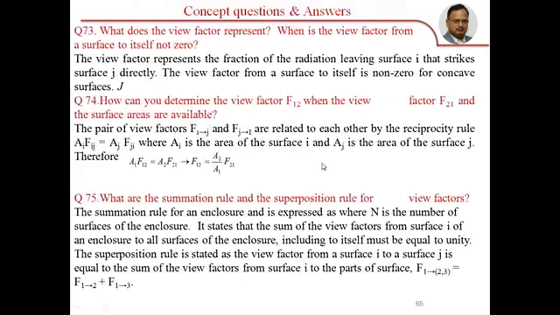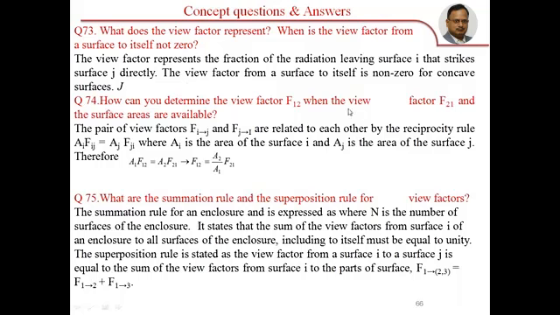That's all about the radiation heat exchange. Let us have a quick look at the concept questions and answers. What does the view factor represent? When is the view factor from a surface to itself not zero? The view factor represents the fraction of radiation leaving surface i that strikes surface j directly. View factor to itself is non-zero for concave surfaces because some of the energy leaving the surface can go and fall on it.